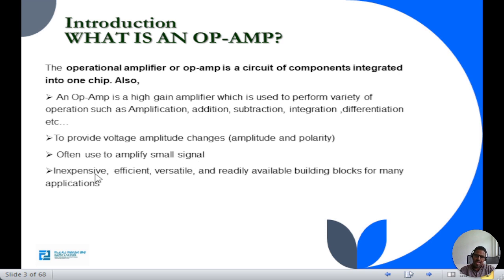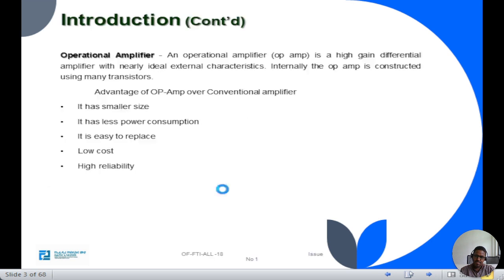An op-amp is an inexpensive, efficient, versatile, and readily available building block for many applications. That is a popular type of electronic component. So an operational amplifier is a high gain differential amplifier with nearly ideal external characteristics. Internally, the op-amp is constructed using many transistors.